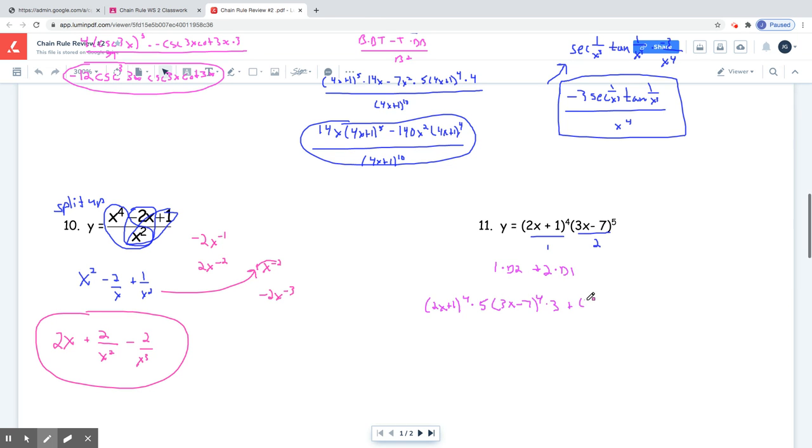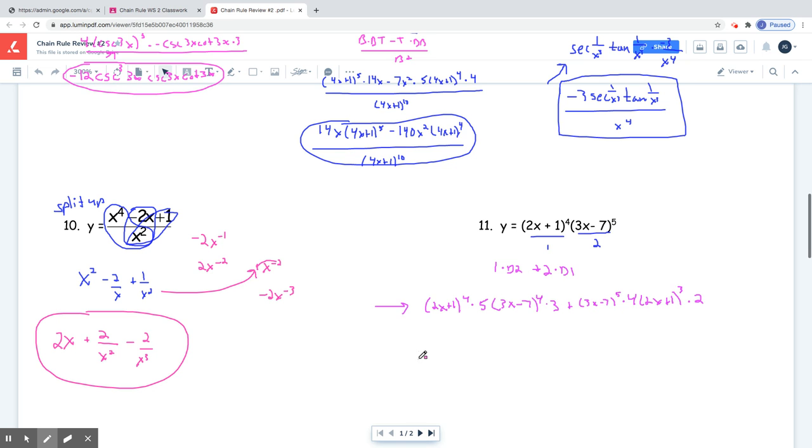So rewrite the second function, 3x minus 7 to the 5th, times the derivative of the first, which we do the chain rule again, which is 4. Keep the inside the same, which is 2x plus 1. The exponent 4 becomes a 3 because we subtract 1. Then we multiply by the derivative of the inside. Don't forget that step, which is 2. And just like that, that is the product rule.